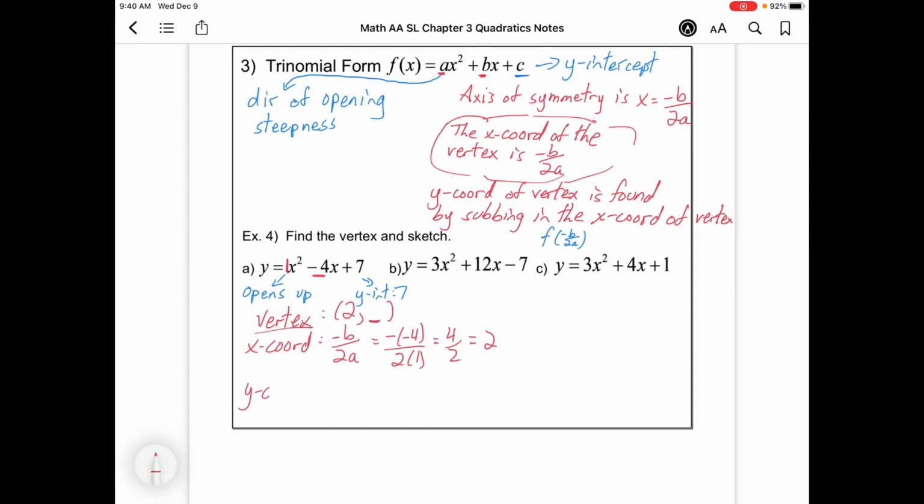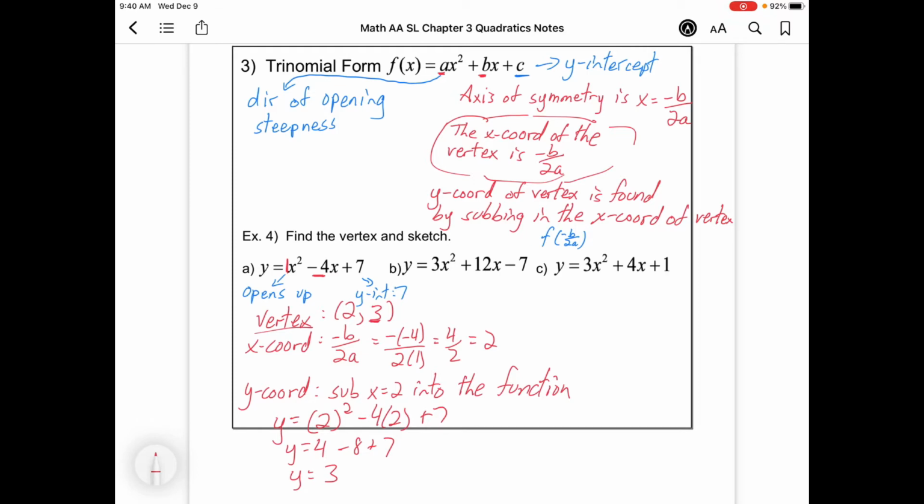Now we've got to find that y-coordinate. And to do that, we're just going to sub x equals 2 into the equation of the function. So we get y equals, remember the function is x squared minus 4x plus 7, so we'll get 2 squared minus 4 times 2 plus 7, or 4 minus 8 plus 7. So that's 11 minus 8. The y-coordinate is just going to be 3. What did we learn? We learned the vertex is at 2, 3.